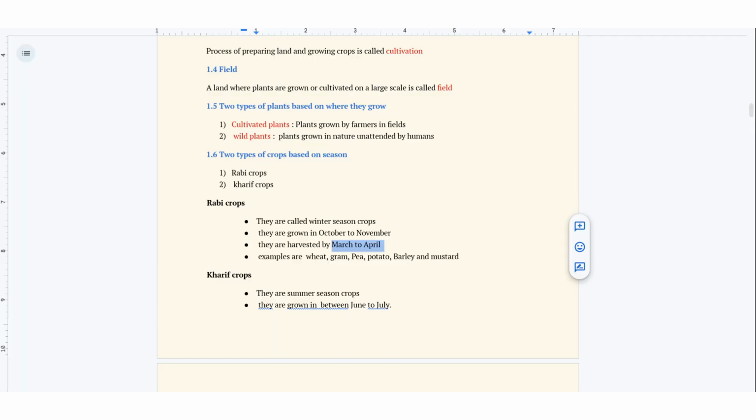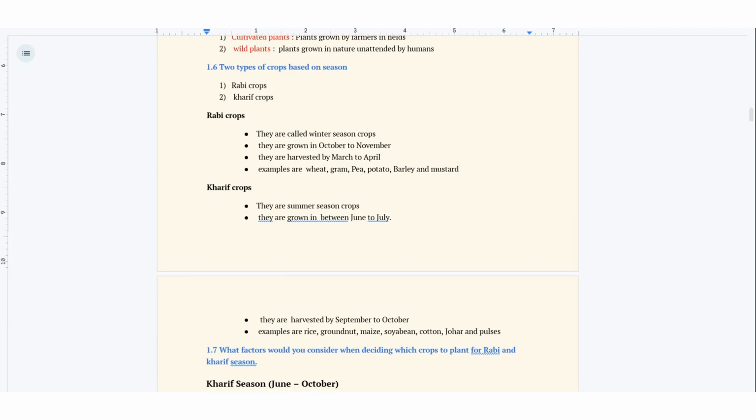So if you count from October, November, December, January, February, March. So roughly 6 to 7 months. So likewise, just remember October, then add 7 months, it becomes March. So October to November, then March to April. So examples of rabi crops are wheat, gram, pea, potato, barley, mustards.